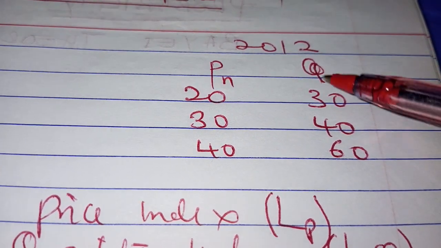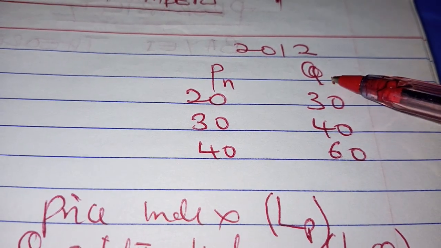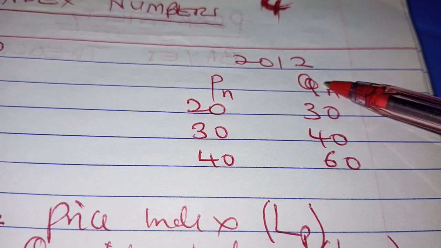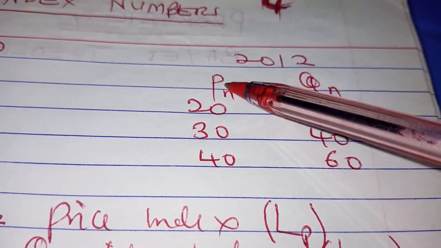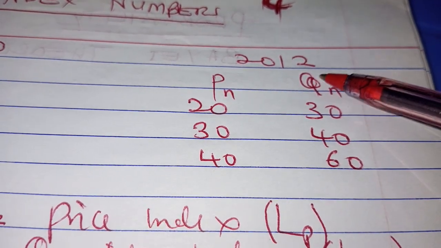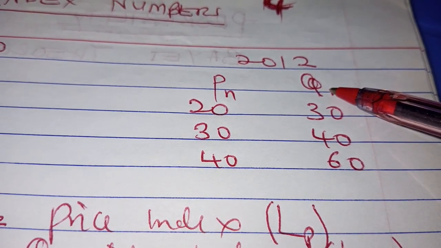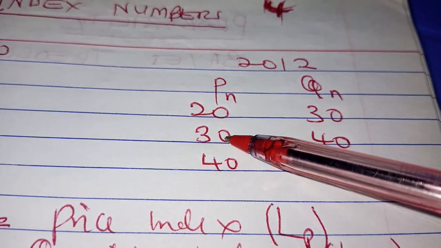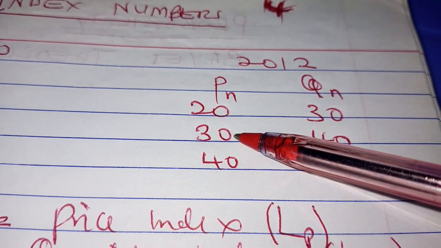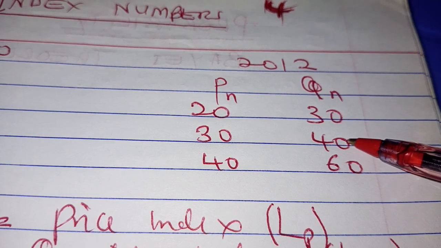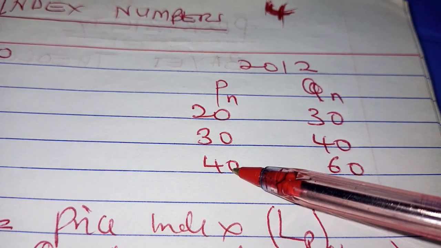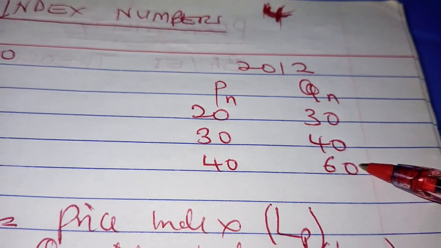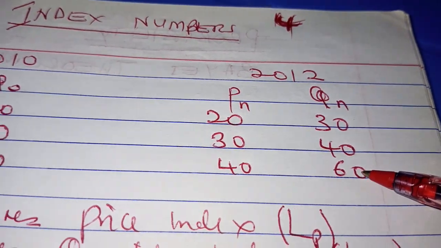Because we have 2010 and 2012, the first year is the base year, while 2012 is having Qn and Pn. This is the nth price and the nth quantity. If the price is 20, the quantity bought will be 30. When the price for B goes to 30 shillings, the quantity will be 40 units. If we sell or buy at 40 shillings, then the quantity bought or sold will be 60 units.